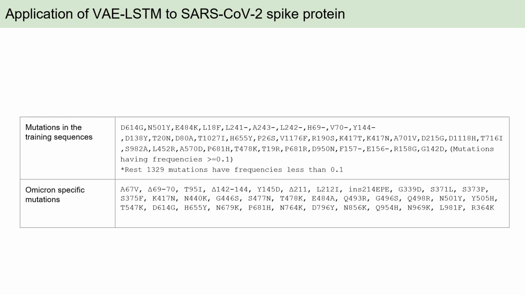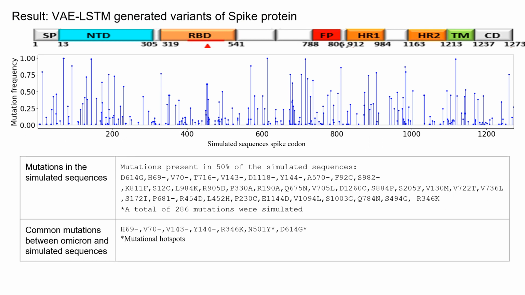So the Omicron specific mutations are marked here, and this is the result of the VAE LSTM generated variants of the spike protein, with the x-axis representing the simulated sequences' spike codon of the stem plot, and the y-axis representing the mutation frequency. The blue vertical lines represent the mutations which are simulated. So mutations in the simulated sequences are shown here.